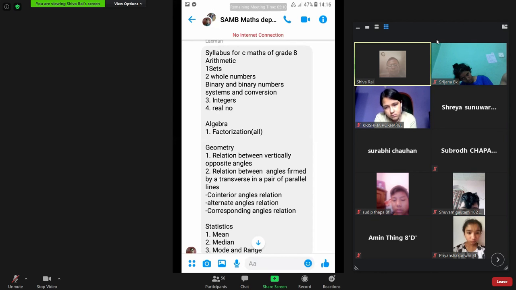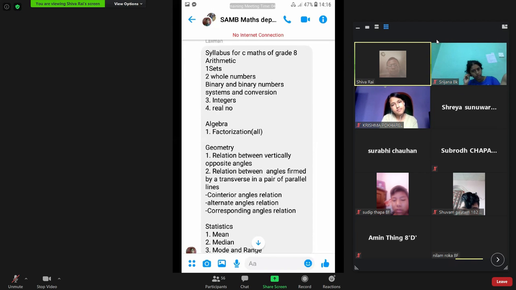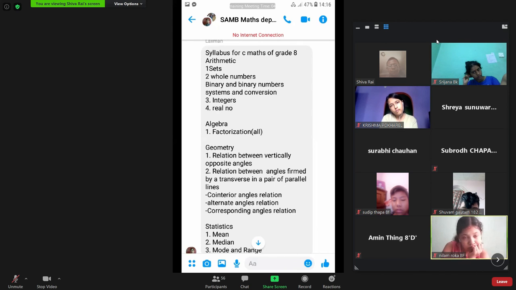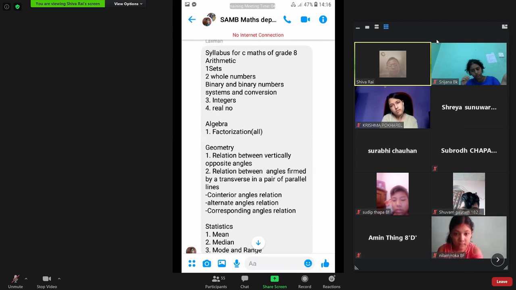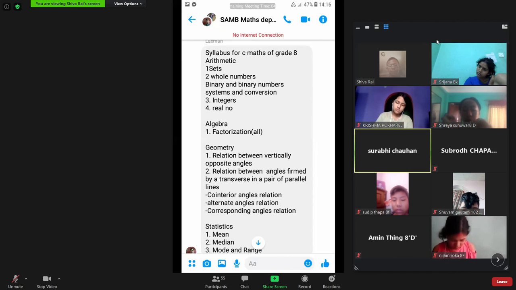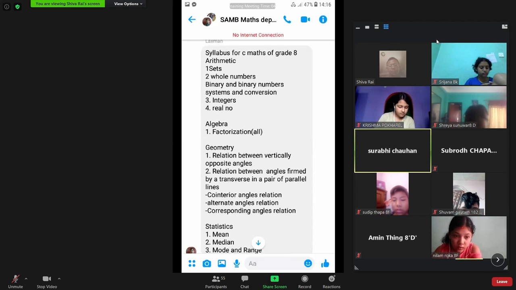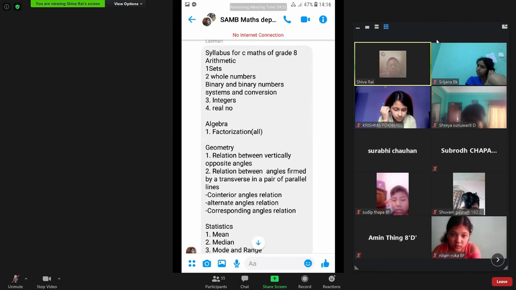Okay. After this, let's see this exercise, page number 109. Page number 109. Okay. So here, a little bit of time left. So, okay, I want to ask you.